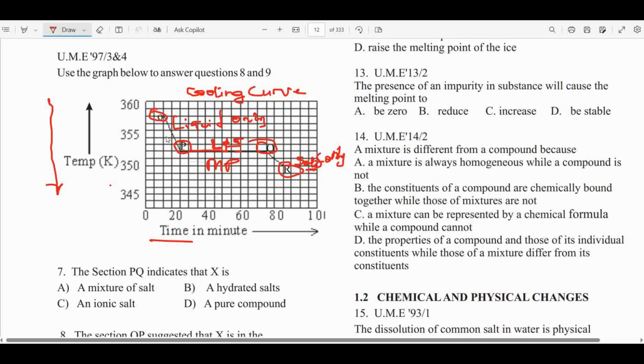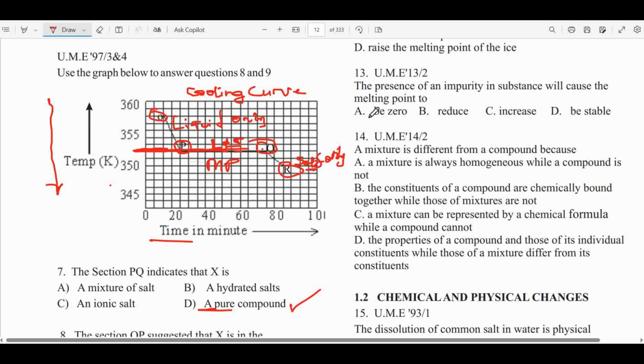Now, I've mentioned that the section P to Q is asking you whether X is a mixture of salt or a pure compound. Let us look at what is going on. P to Q is the melting point. At this point, the temperature doesn't change. You can see the temperature remains constant, meaning that whatever you have as your X is melting at a definite temperature. And one of the criteria for a pure compound is that it melts at a definite temperature. So this compound here is a pure compound. The right answer to that question is D.